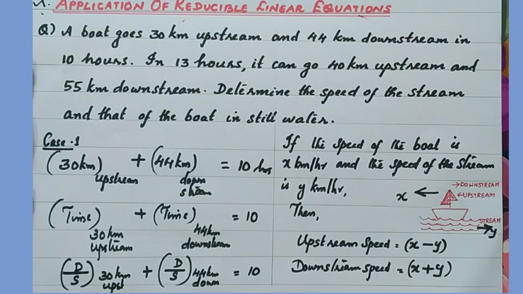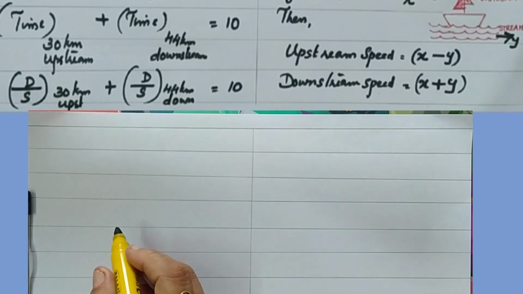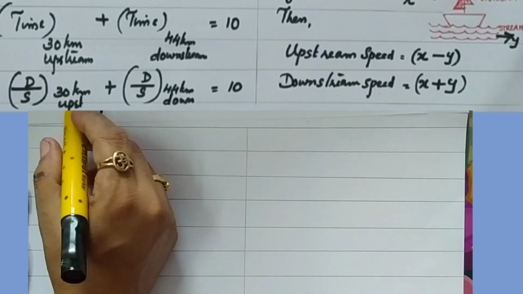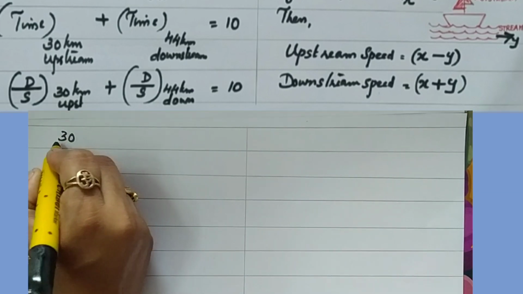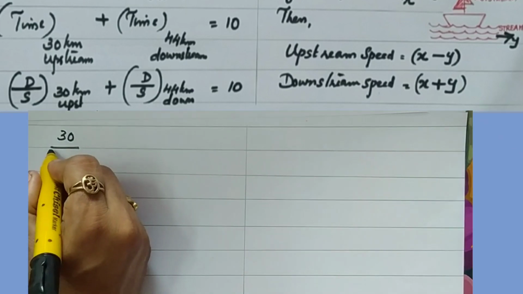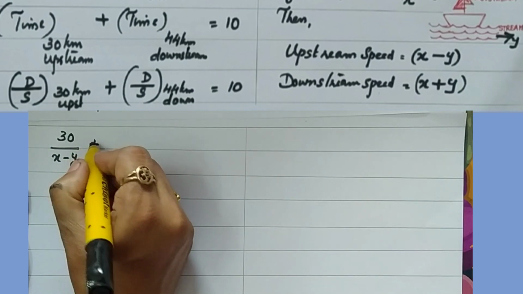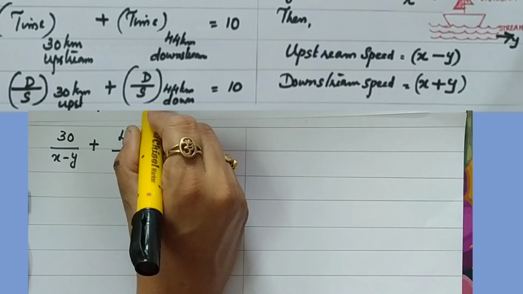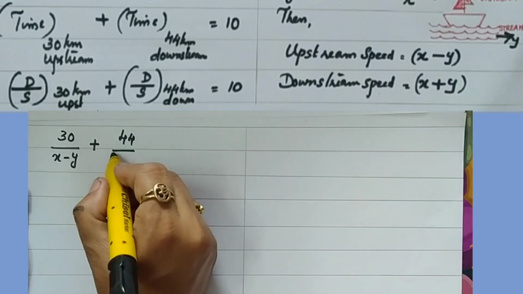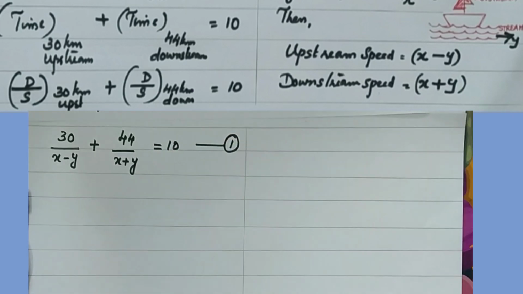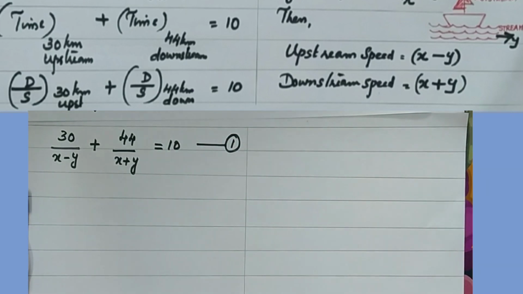Okay, I am going to substitute the values. I am going to write the last step again. Distance by speed of 30 kilometer upstream. What is distance here? Distance is given as 30. That is 30 divided by speed of upstream. What is the speed of upstream? x minus y. Plus distance 44 for the second case, downstream. What is the speed of the downstream? Speed of downstream is x plus y. This is given to us, and that is your first equation. I hope you understand how to formulate equation 1.